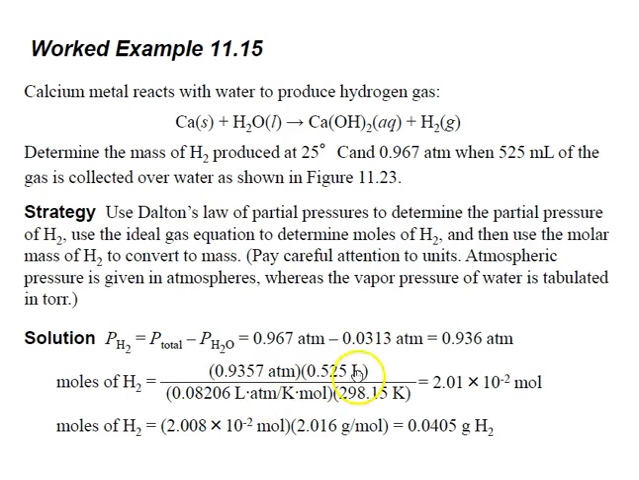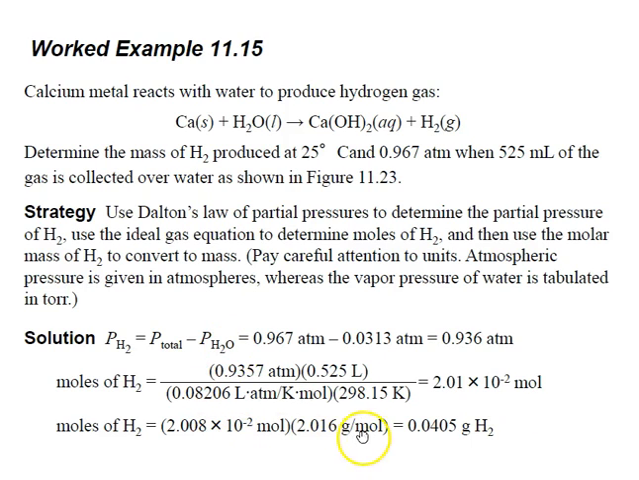So our moles of H2, we're just taking PV equals nRT, divide both sides by RT, and we get this equation. So we have moles equals pressure times volume over gas constant times temperature. Checking to see your units cancel, atmospheres, liters, Kelvin. We're left with 1 over moles, which puts moles in the numerator. 2.01 times 10 to the negative 2 moles.